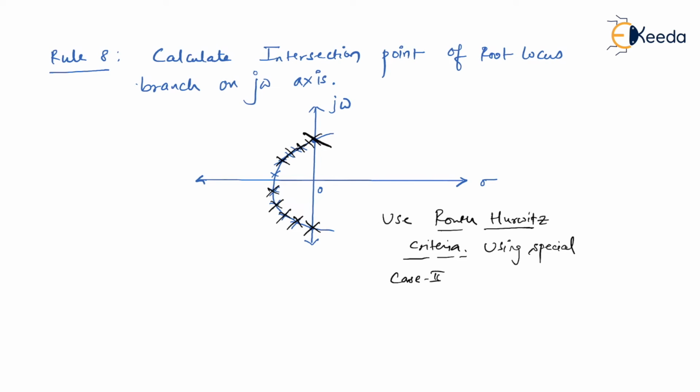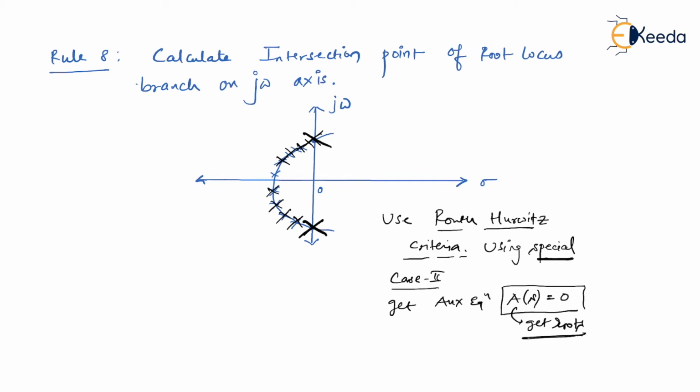So definitely at a particular point the pole comes on the j omega axis, and I want to find those poles, and it is possible by applying special case 2 in Routh-Hurwitz criteria. Once you do that, get the auxiliary equation and just equate it to 0. Once you equate that auxiliary equation to 0, get the roots. And these roots are nothing but an intersection point on the j omega axis, right?